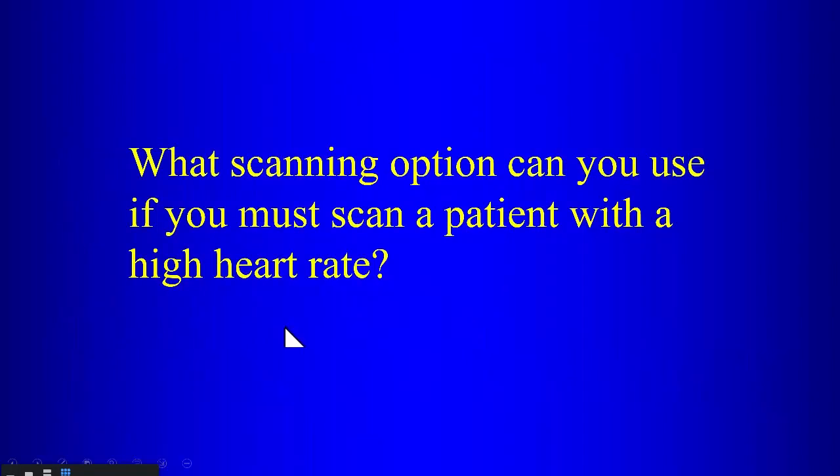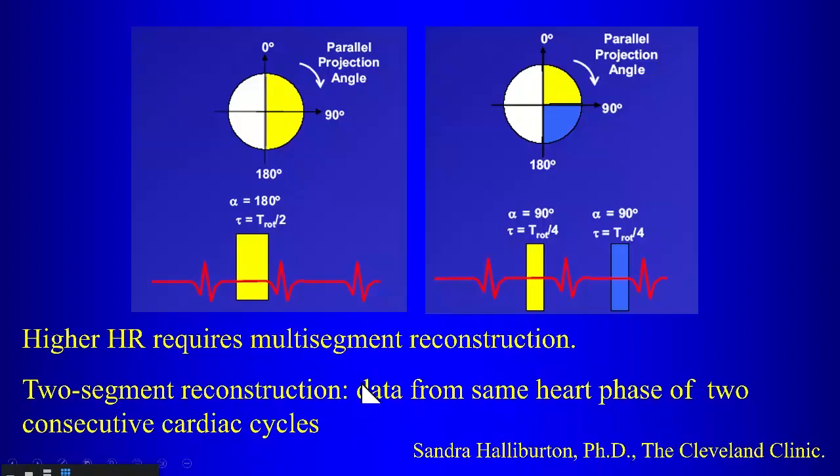Now, if you need to scan a patient with a higher heart rate, what options are available to scan such a patient? Well, remember we said that we needed 180 degrees of data in order to have enough data to generate an image, and that's what limits your temporal resolution. What we can do is something called multi-segment reconstruction. And here, what we will do is obtain 90 degrees of data from one heartbeat and 90 degrees of data from the adjacent heartbeat. And then the temporal resolution becomes the time it takes the gantry to rotate 90 degrees.